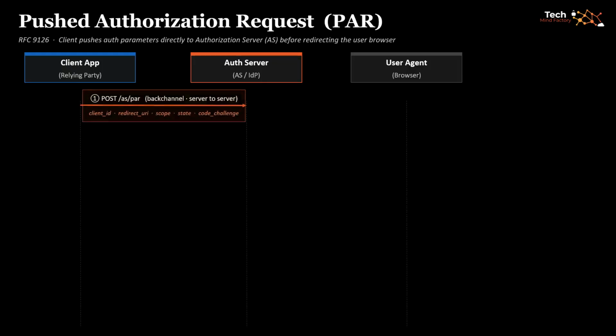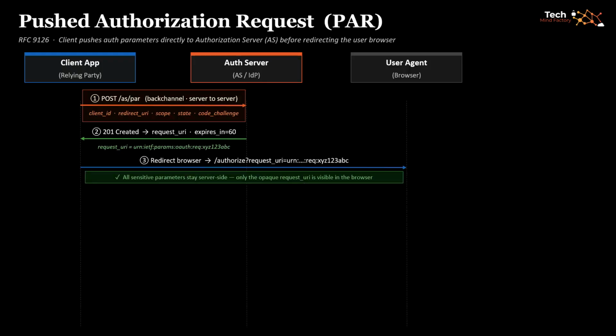And now the thing is that, first of all, client sends post request to PAR endpoint on the authorization server side. So in this post request, client includes client ID, redirect URI, scope, state, code challenge, and all other parameters that need to be sent to authorization server. And then authorization server obviously stores those parameters, right? And responds with the request URI. So this unique identifier of this specific PAR request. Obviously, this request URI has expiration time, right?